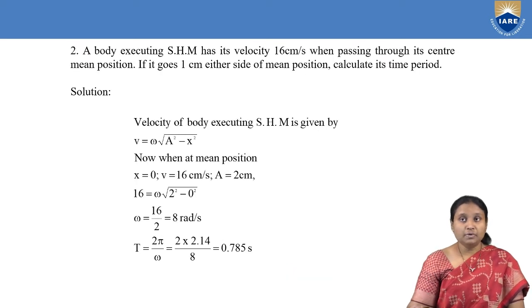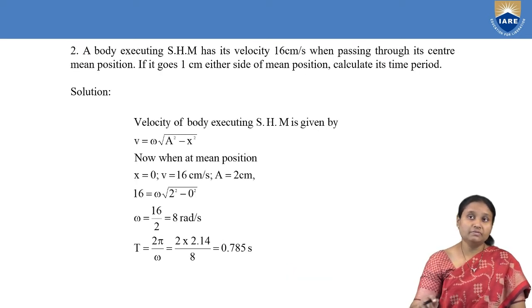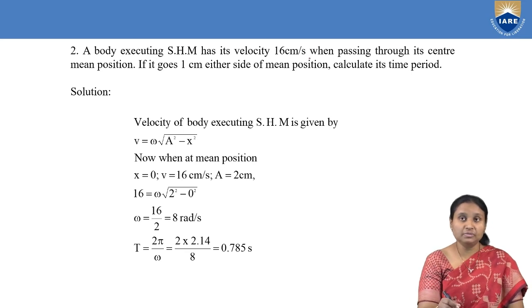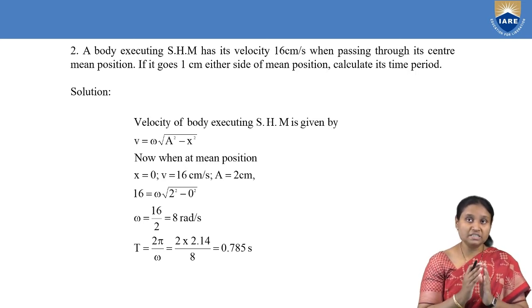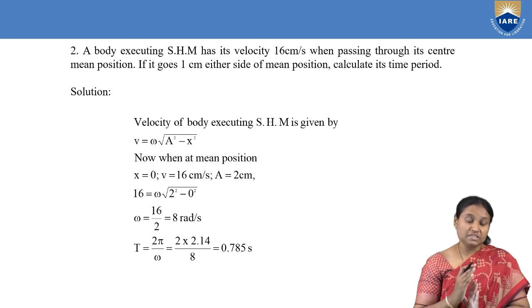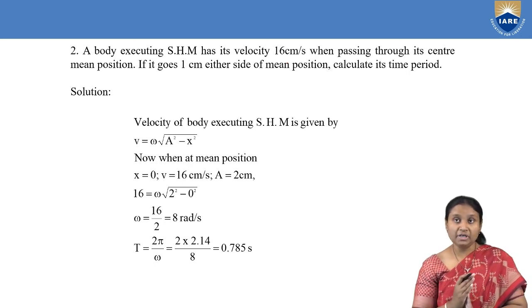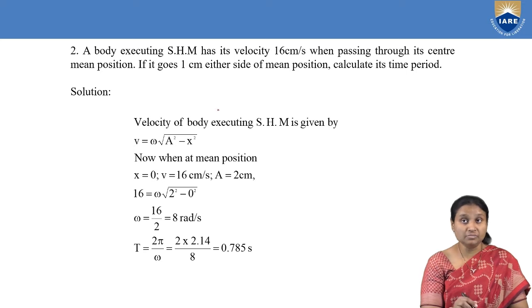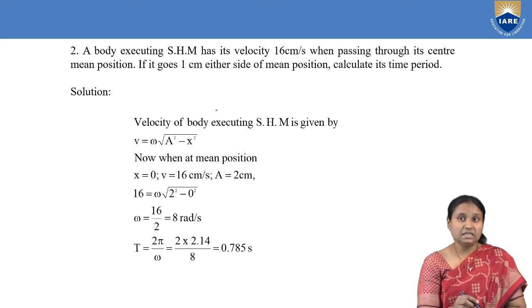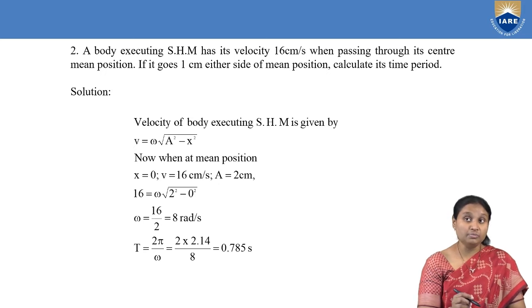Then coming to the second problem, here in this case, we were given velocity which is 16 centimeter per second. And we are saying that this particular body is passing through its mean position. When it is vibrating and passing through the center mean position, its velocity is 16 centimeter per second. And we are saying that it goes 1 centimeter on either side of the mean position, and we were asked to find the time period.